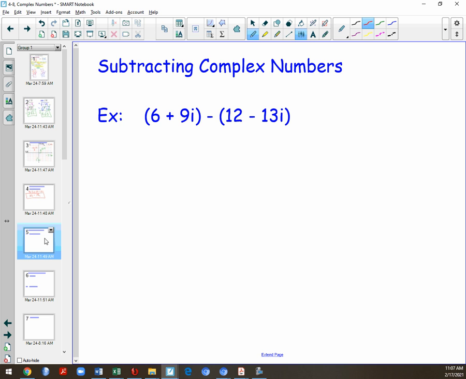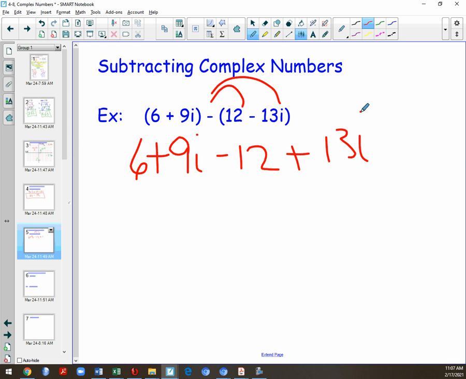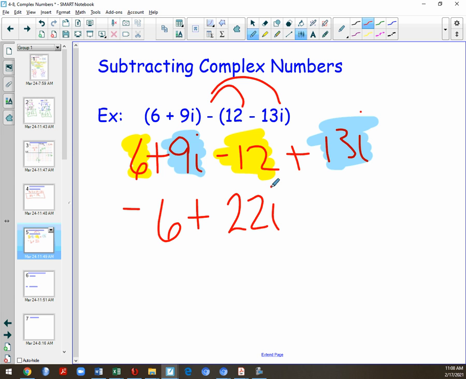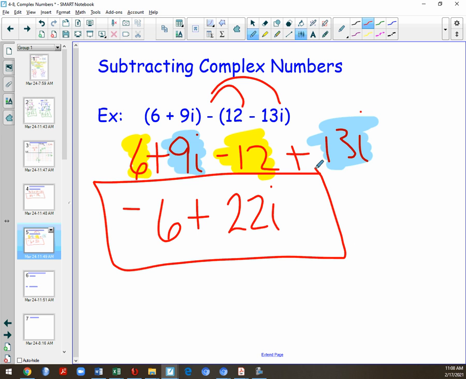And you're done. Okay? That's adding complex numbers. Subtracting complex numbers, well, I am not distributing anything into this first parenthesis, so I drop the parentheses. The second, I distribute the negative. And now I'm going to combine like terms. My like terms are going to be 6 minus 12. 6 minus 12 is going to give you a -6. Then I'm going to have 9i and 13i. 9i and 13i is going to give me a 22i. And then you are done.